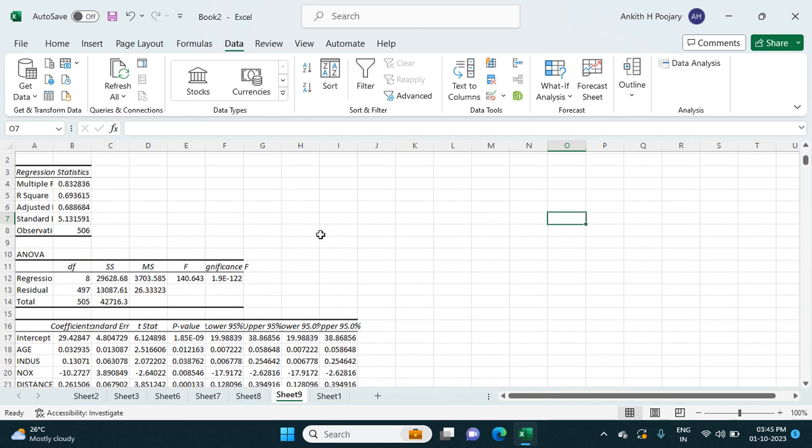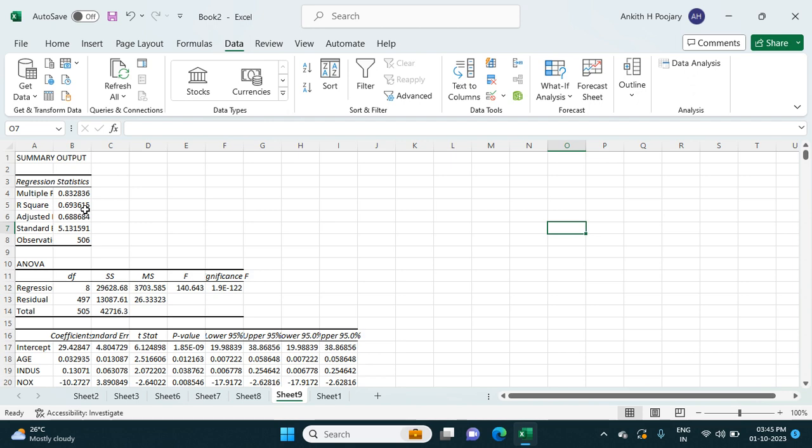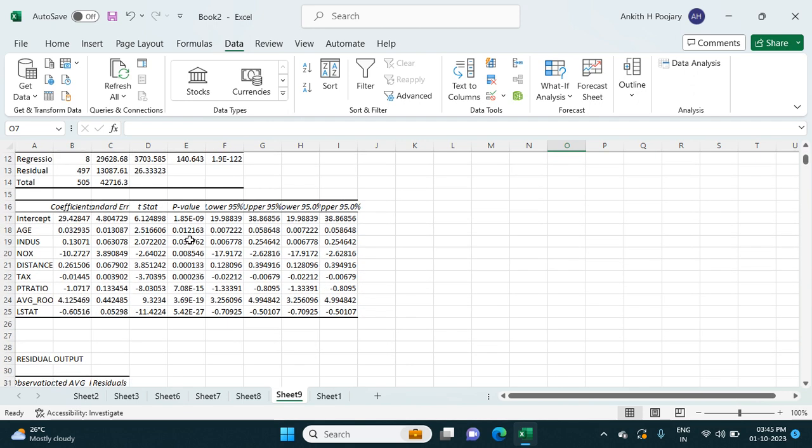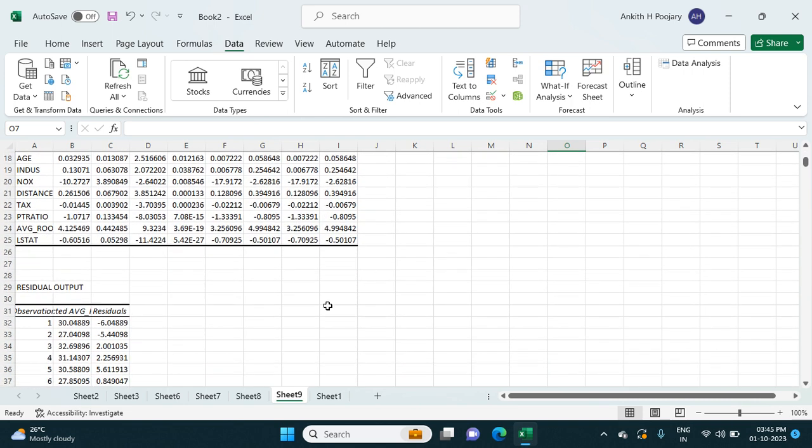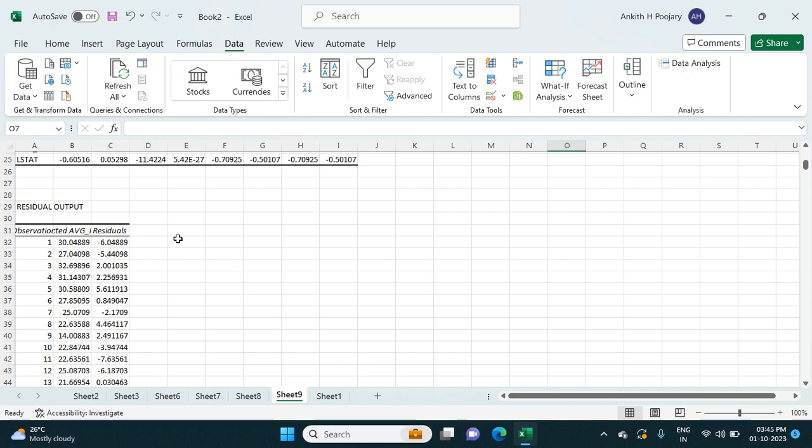So now the two conditions are fulfilled. One is R square more than 62%, and the p-value of all the variables should be less than 5%. So these are the two conditions of a good model. Then you have to look for another. You will have the residual. Residual means actual value minus the predicted value. You will get the residual.